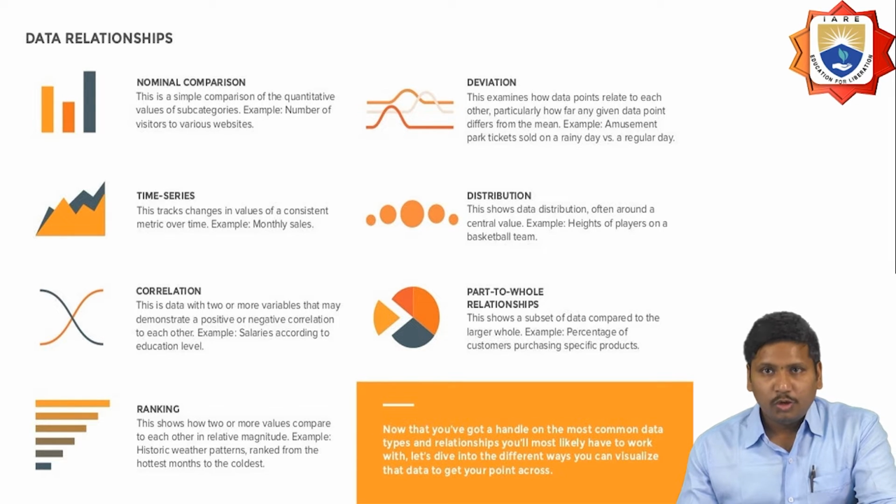If I take more than one variable, then a correlation may exist that demonstrates a positive or negative correlation to each other. And the next one is ranking. Ranking shows two or more values that are compared with each other in relative magnitude. That is the ranking. An example is historic weather patterns, ranking from the hottest months to the coldest.